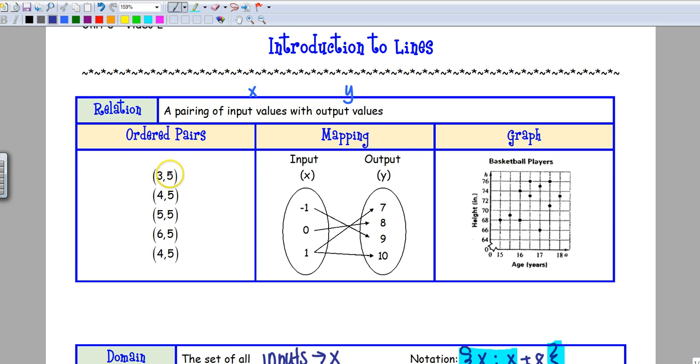There is 3, it goes to 5. There is 4, it goes to 5. 5 goes to 5, 6 goes to 5, 4 goes to 5. Now, all of these are going to 5, which is fine. What you are looking to do is to see if there's any x value that goes to more than one y value. You do have this, but they are the exact same point. So this is fine. This is a function.